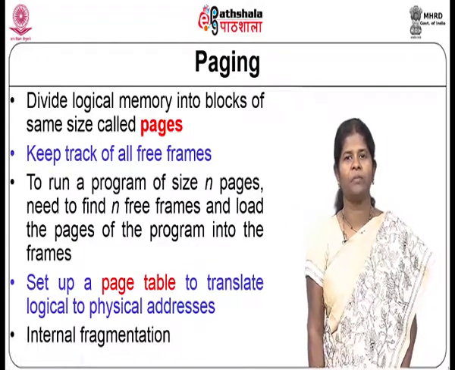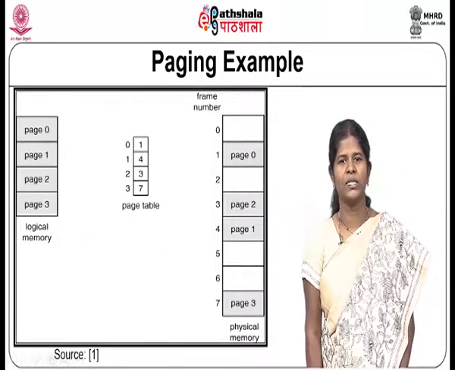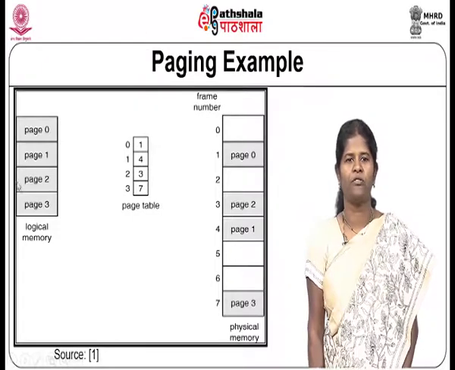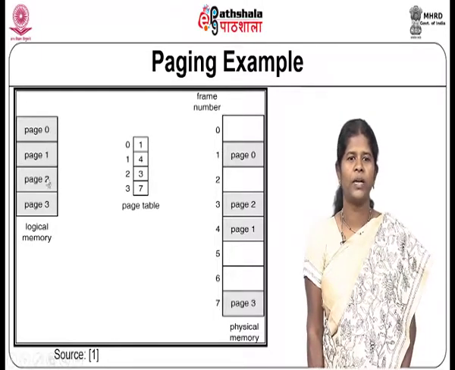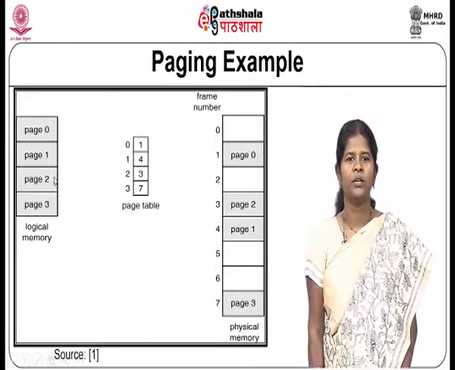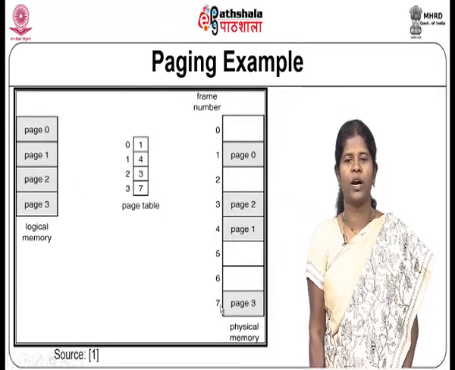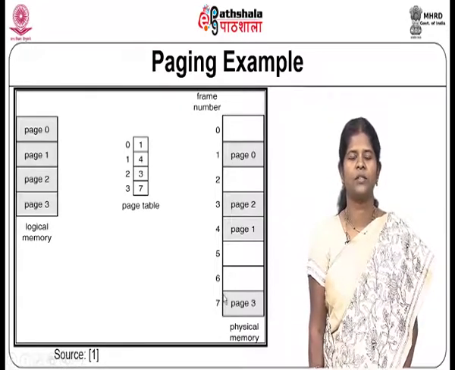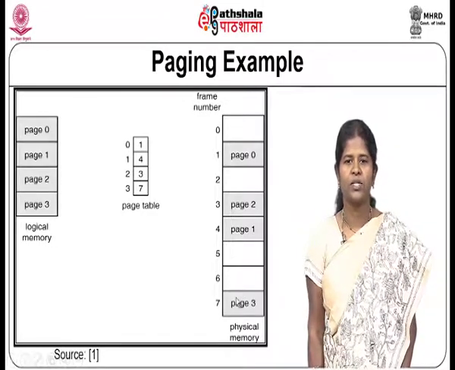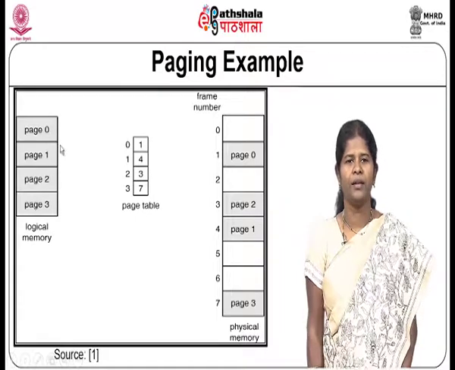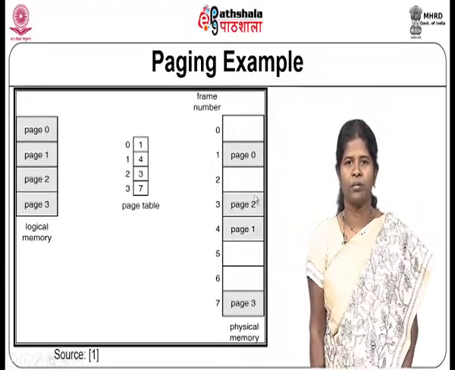But the problem here with paging is that it may result in internal fragmentation. Now, look at this example. You have a process whose logical memory is divided into 4 pages, page 0, page 1, page 2 and page 3. And the physical memory is also divided into different frames. Here in this figure we see that there are 8 frames in the physical memory, and the pages of this process are being put into the physical memory.